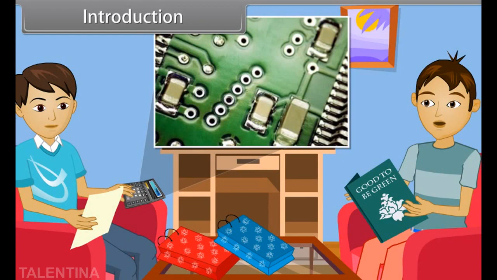Okay, Amar, now I understand the basic concept of a calculator. It's quite interesting and I want to know something more about it. Students, today we will study semiconductor electronics.